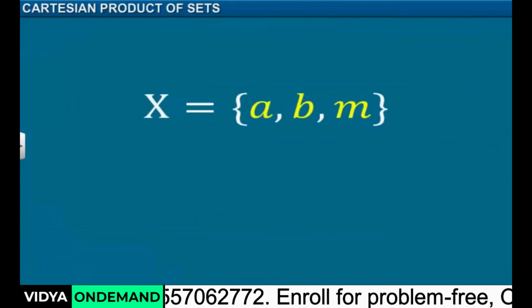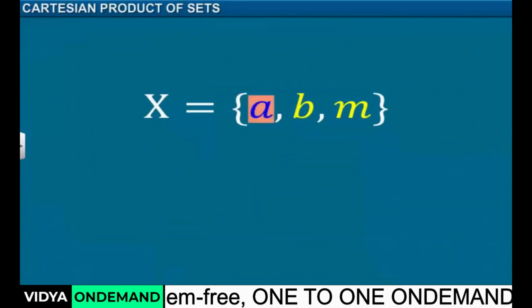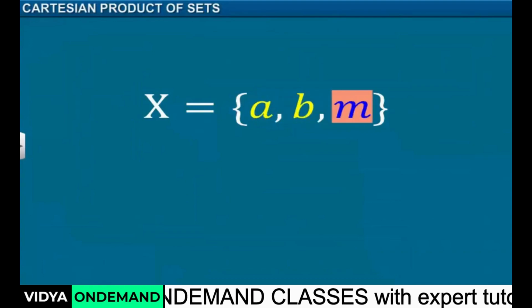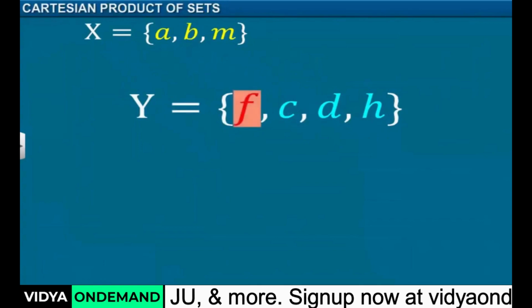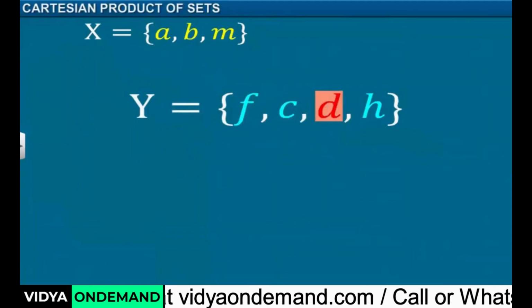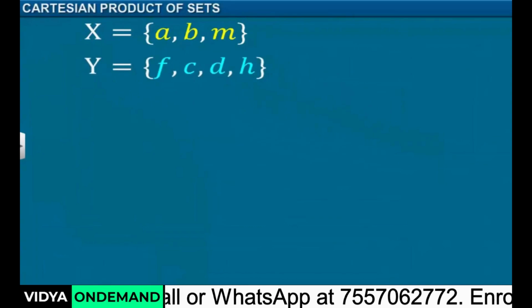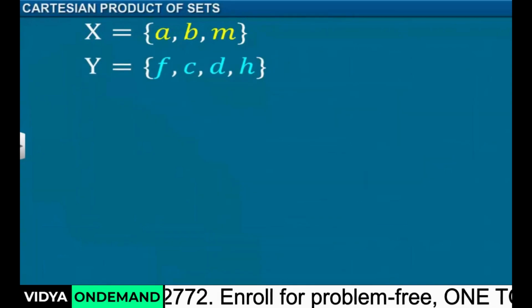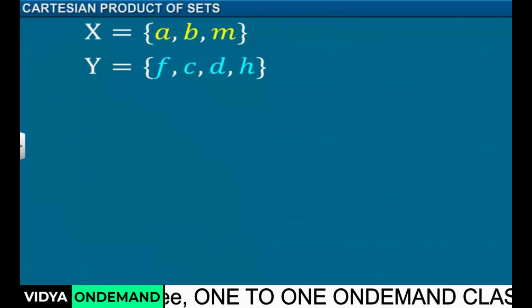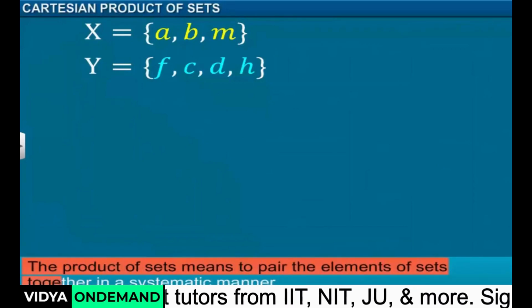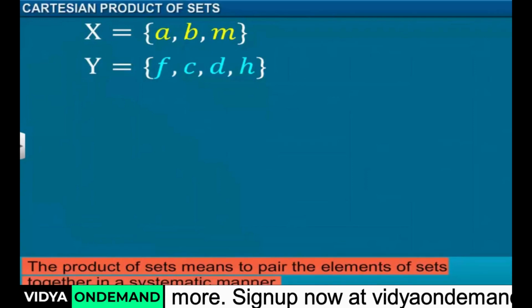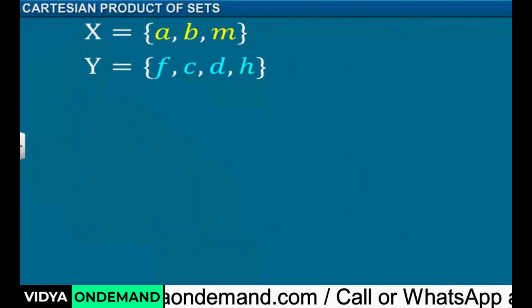Let us now learn to find the Cartesian product of sets. Consider set X having the elements A, B, and M, and set Y having the elements F, C, D, and H. Let us find the product of sets X and Y. The product of sets means to pair the elements of sets together in a systematic manner. Let's see how we do this.